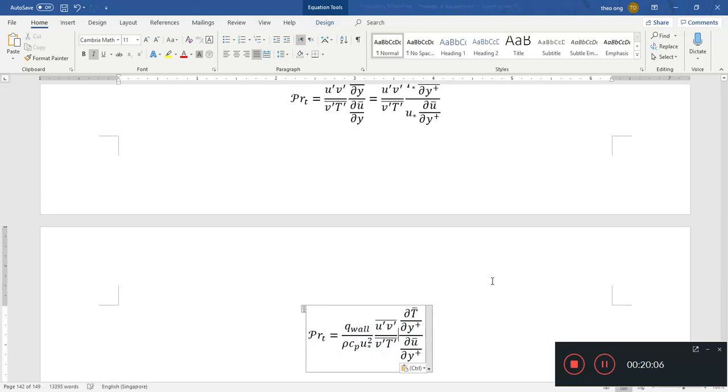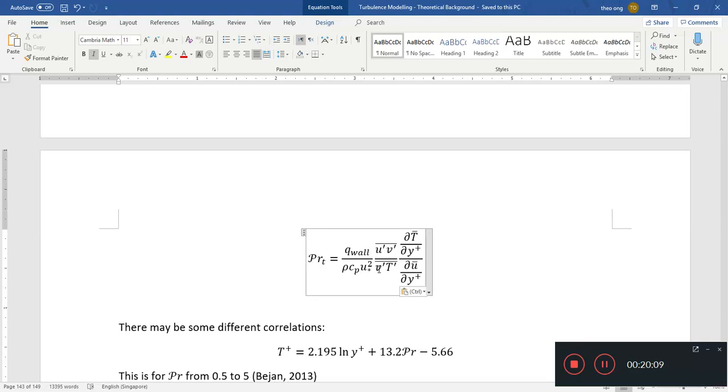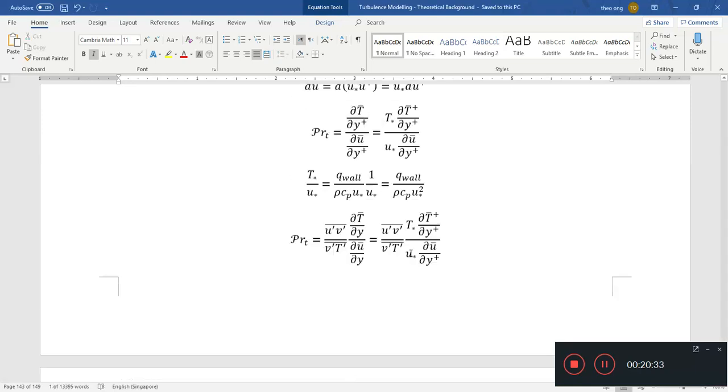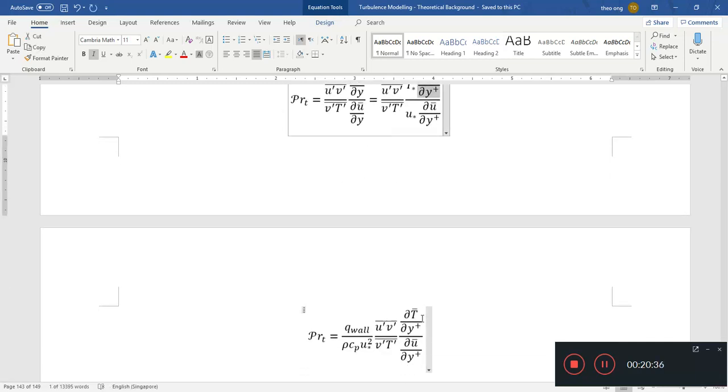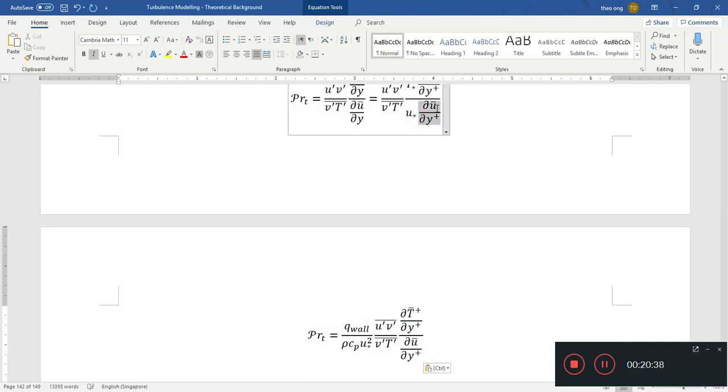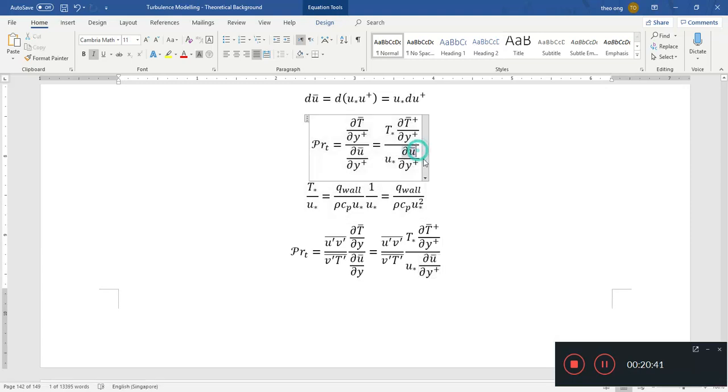Once we do that, we look at something very familiar: Q wall over rho Cp, and you can compare to this new V prime T prime, and you see that this unit actually cancels out with this. This U star will cancel out with this fluctuating part. So this is how the non-dimensionalization works. Let me put this down here and put this down here. There should be a U star here, U plus. Okay, there we go.